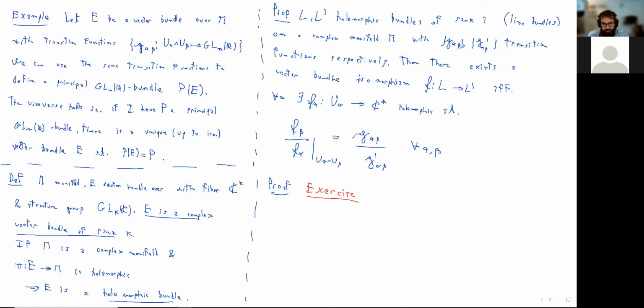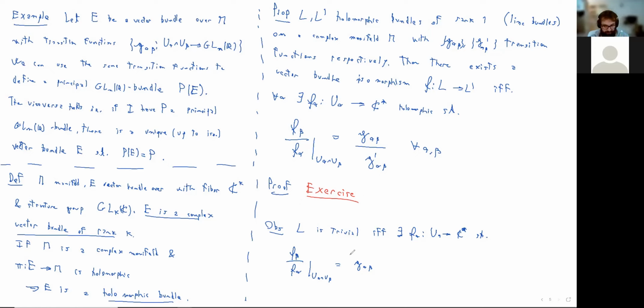Okay. And maybe one small observation here is that L is trivial if and only if there exist these F alphas such that F beta over F alpha is G alpha beta. Yeah, because trivial means C star. Trivial means, of course, that you're just M times C. So your transition functions, you can think of them as being identically 1.